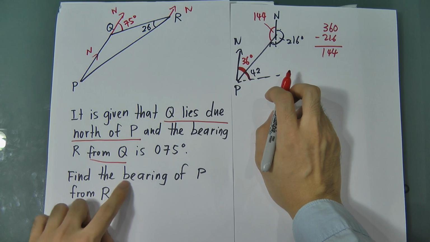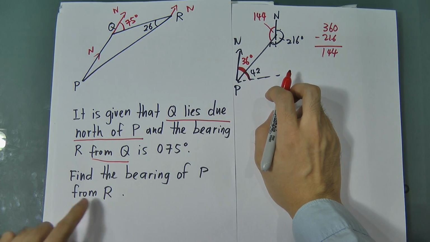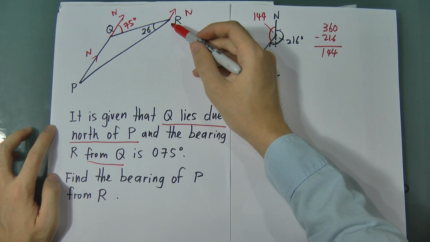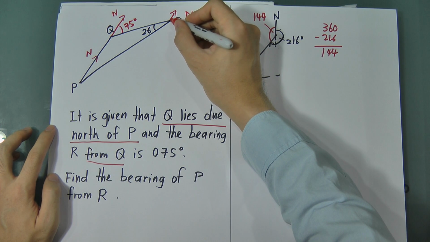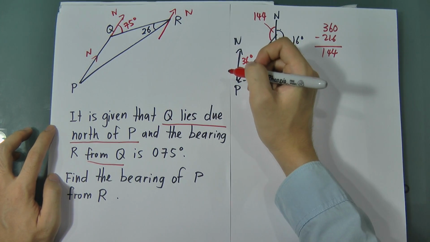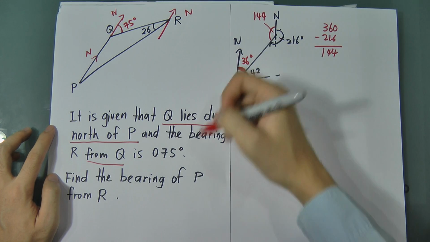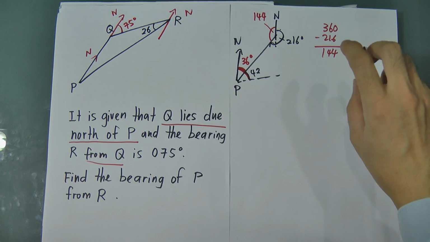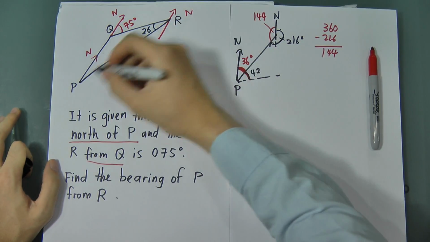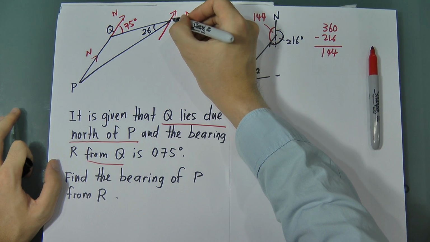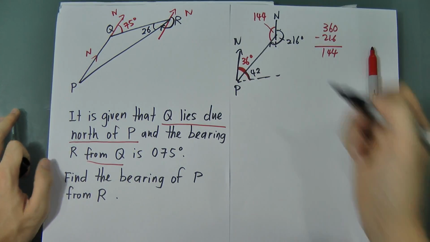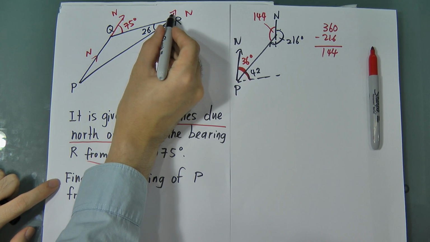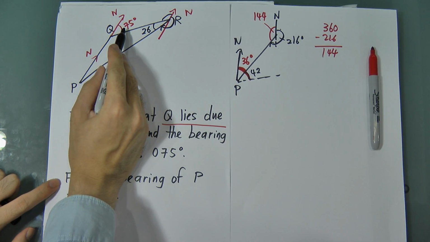Now find the bearing of P from R. Okay, this is P from R, so the angle at R. I'm going to draw a longer line for this north because later I have to rotate. P from R, you're going to have this angle from north here, rotate until you meet the line PR. So from north, I rotate until I meet here. I want to find this total angle, so I must have the information for this angle. We know this is 75.